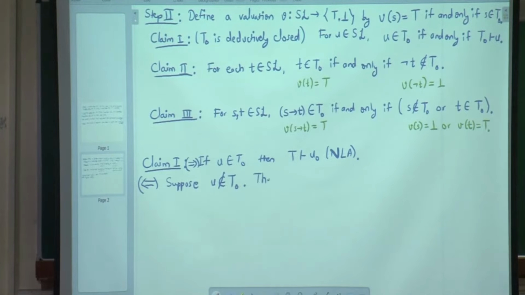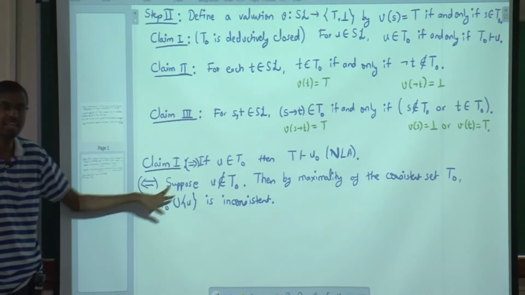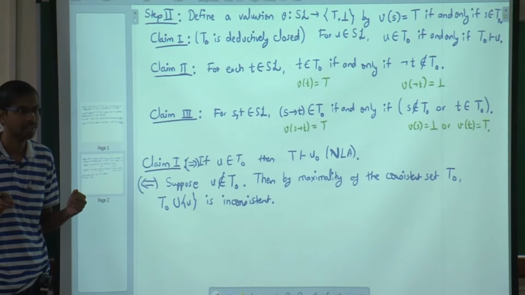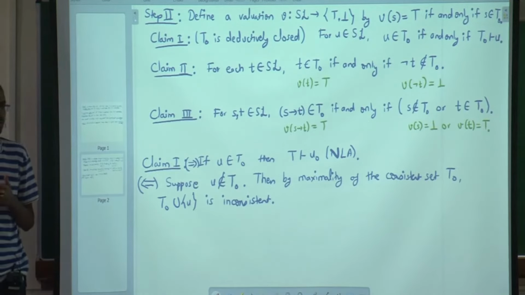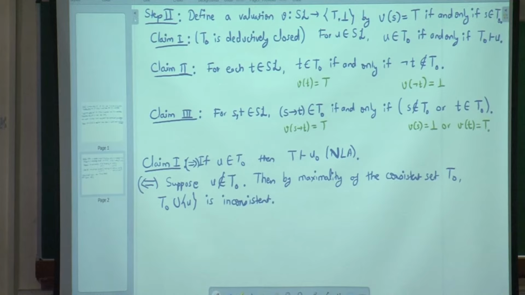So then by maximality of the consistent set T naught, union U, what can you say about this? Yes, this is inconsistent. Now that we have obtained this, does this remind you of any lemma that we proved last time? So, T naught union U is inconsistent if and only if, by lemma 8, T naught proves negation U. Okay, good.